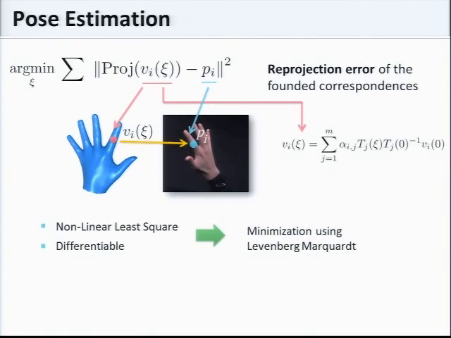You see here, this is the standard projection function. This is just the linear blend skinning. It's easy to derive. And for this reason, we chose to optimize it using Levenberg-Marquardt.